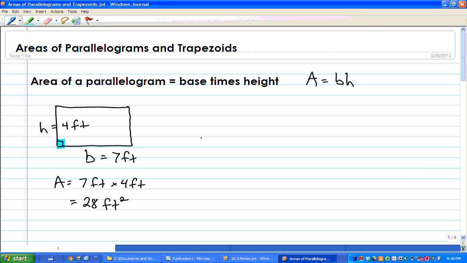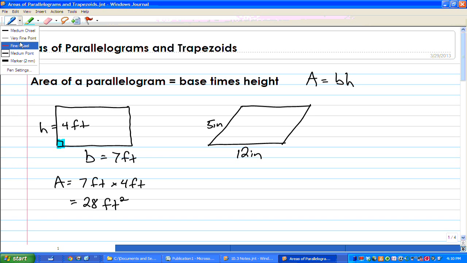Now, I want you to try this one. There. I'm going to give you this 12 inches. I'm going to give you this 5 inches. And then I'm going to give you this, which is 3 inches.